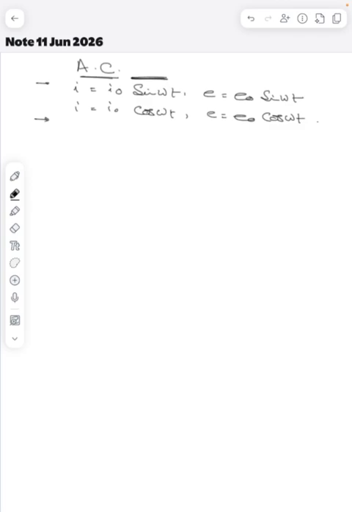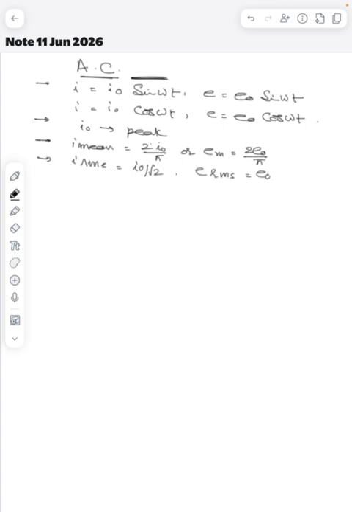AC may be expressed in terms of peak value, mean value and RMS. I naught is the peak value of current. I mean equal to 2 I naught by pi, or E mean equal to 2 E naught by pi. I RMS equal to I naught by root 2. E RMS equal to E naught by root 2.